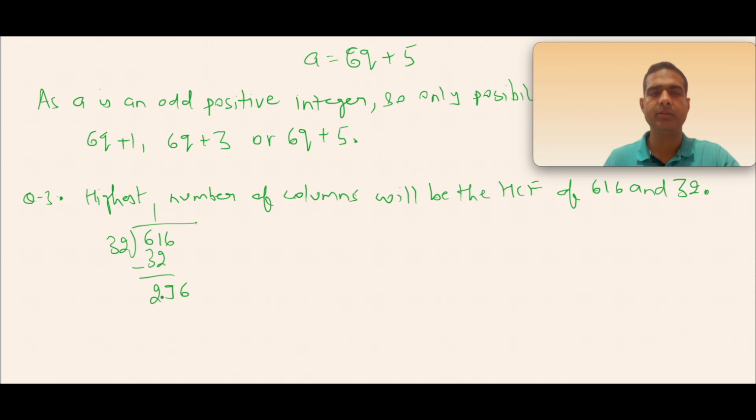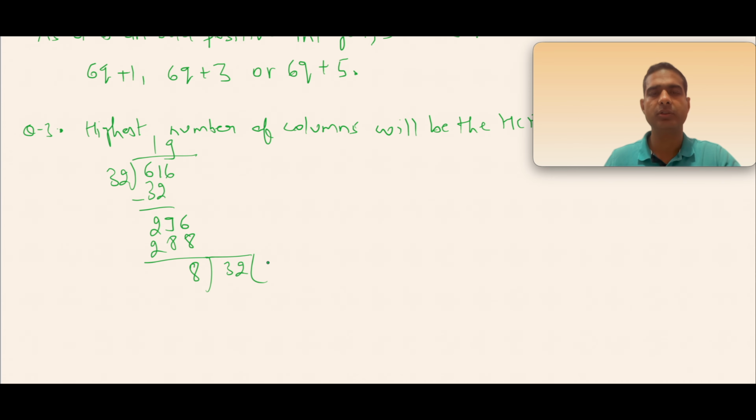So 32 will go 9 times, and it becomes 288. 9 twos are 18, and 9 threes are 27, plus 1 makes 288. So 296 minus 288 is 8. Now 8 is the remainder, so again we have to apply Euclid's division lemma. At this stage 8 will become the divisor, and the divisor of the first stage, that is 32, will become the dividend. Here it will go 4 times, so 32, and the remainder becomes 0. So the divisor at the last stage, when the remainder becomes 0, is the HCF of the two numbers.